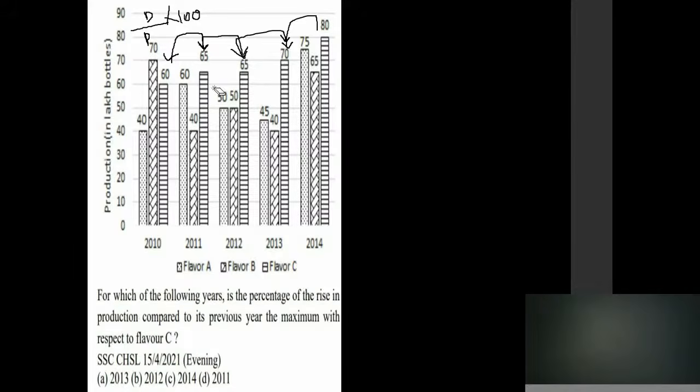Is everyone clear with today's class of data interpretation? Are you clear with the concepts? In order to solve this topic, you should be clear with averages, percentages, and ratios and proportions. With that, we can solve this topic easily.